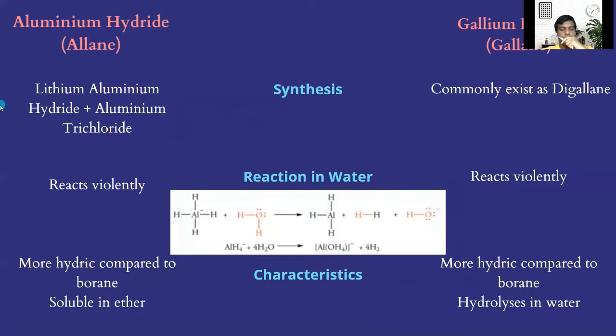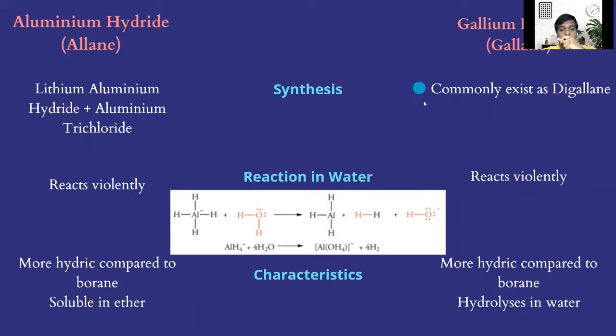In addition to boron hydride, I would like to also talk about aluminium hydride and gallium hydride. Aluminium hydride is also known as alane, and gallium hydride is also known as galane. These are also hydrides of group 13 elements, and we will discuss these two compounds with a series of topics.